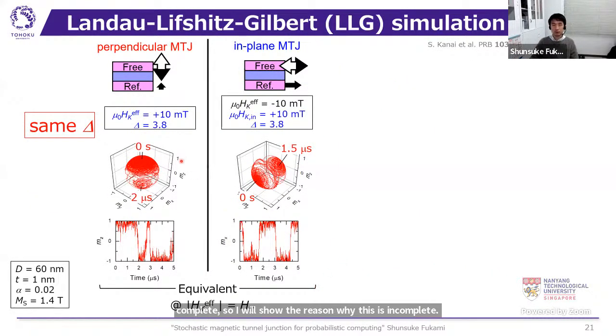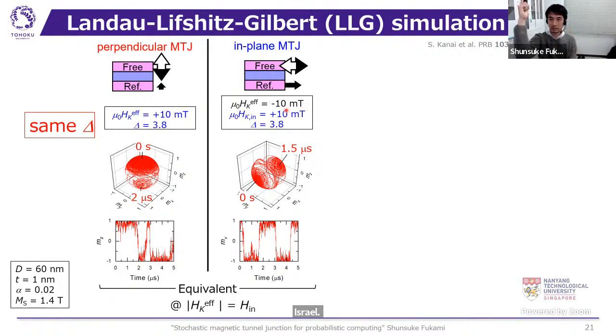This shows the numerical calculation based on the Landau-Lifshitz-Gilbert equations. We first calculated the perpendicular easy axis MTJs and in-plane easy axis MTJs. The thermal stability factor delta, E over kBT, is 3.8 for both cases. For the perpendicular MTJ, the magnetic anisotropy field is 10 millitesla, and the anisotropy field along the in-plane direction is also 10 millitesla, and this negative 10 millitesla perpendicular anisotropy means that you need to apply 10 millitesla along the perpendicular direction to change the magnetization direction from the x-axis to the z-axis. Okay, so these two are equivalent with each other.